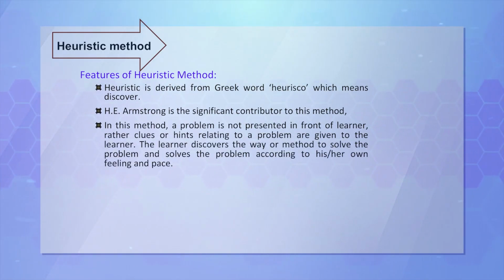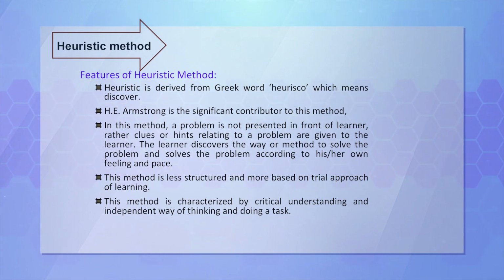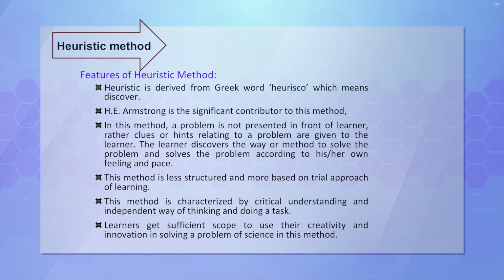In this method, a problem is not presented in front of learner. Rather, clues or hints relating to a problem are given to the learner. The learner discovers the way or method to solve the problem and solves the problem according to his or her own feeling and own pace. This method is less structured and more based on trial approach of learning. This method is characterized by critical understanding and independent way of thinking and doing a task. Learners get sufficient scope to use their creativity and innovation in solving a problem of science in this method.